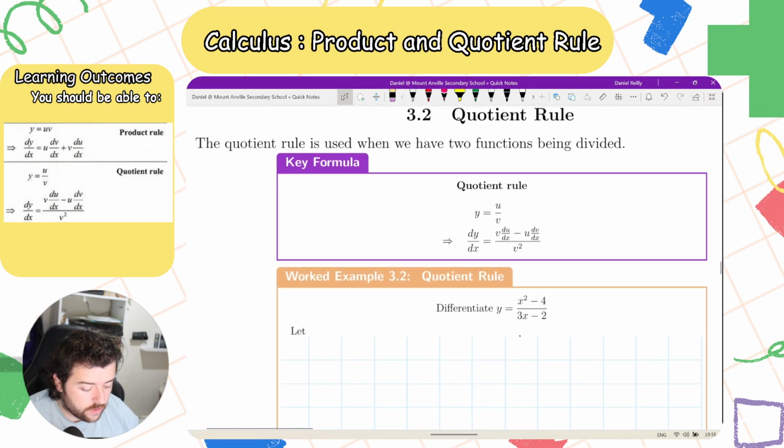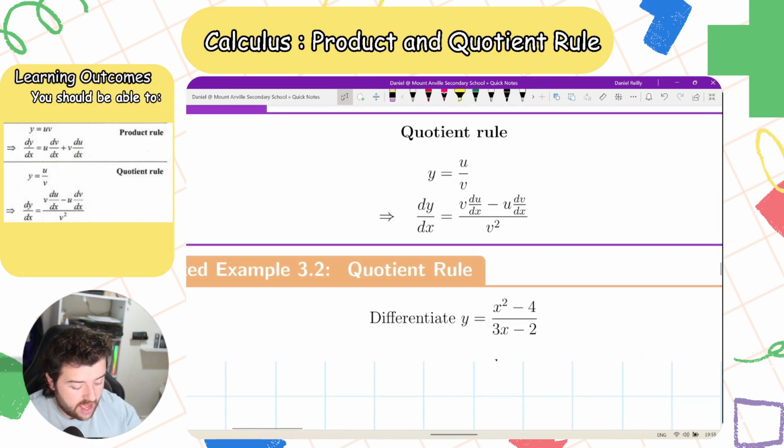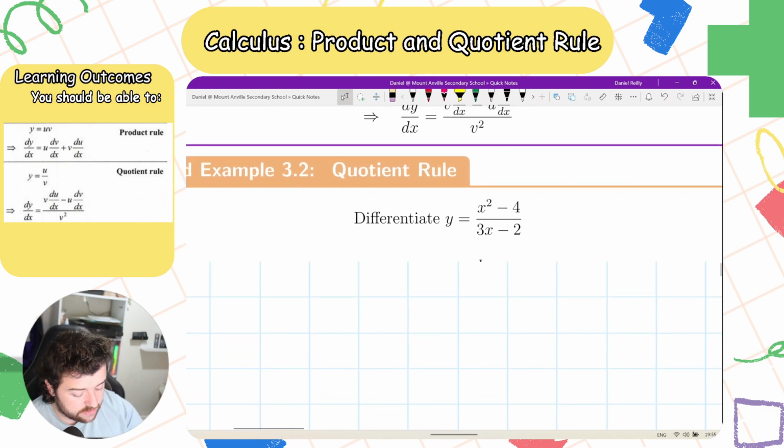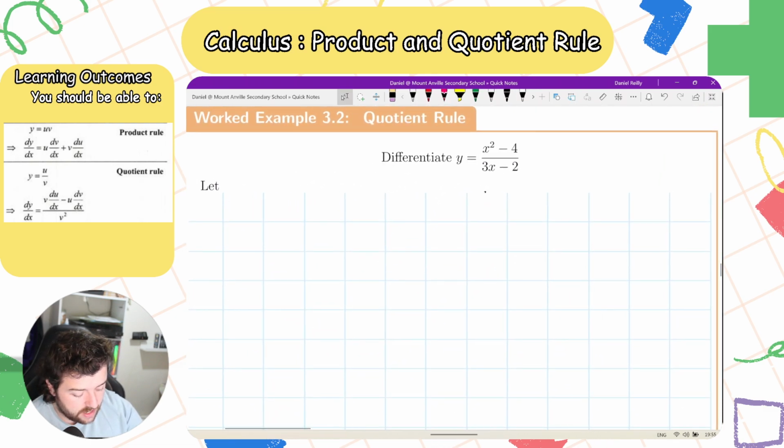So the quotient rule is used when we're dividing two functions. So if I have a polynomial on top and a polynomial on bottom, this one's a bit more complicated. This is in your log tables. Your numerator is u, your denominator is v. It's going to be v times du dx minus u times dv dx all over v squared. So it's going to be v times the derivative of u minus u times the derivative of v all over v squared.